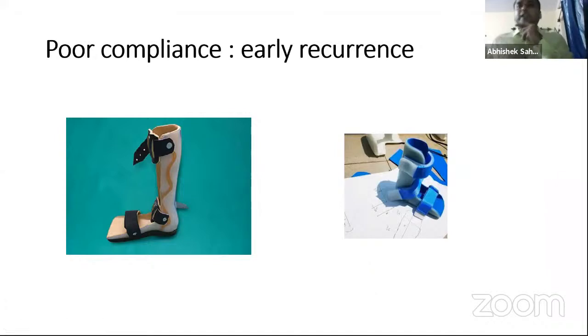Now, there is an indication for using unilateral braces in case of poor compliance as well as early recurrence. It is not that we have to use only the appliances which have been mentioned here. We can use the AFO braces, the Ponseti AFO braces, as well as the braces which have been shown with the measure. But again, the results are really not very good with these braces when we use them unilaterally, especially in a non-walking child.